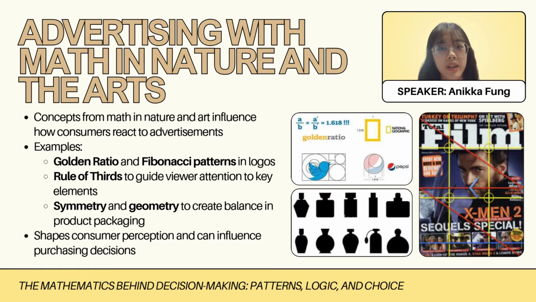Now, did you know that concepts found in math and nature and in arts can also be connected to how consumers perceive or react to different kinds of advertising? Ever wonder how advertising materials, such as logos and posters, make you feel drawn to it, or think that it just naturally looks right? Well, that's because advertisers use the golden ratio and Fibonacci based structures to design logos and layouts that feel naturally harmonious to the human eye.